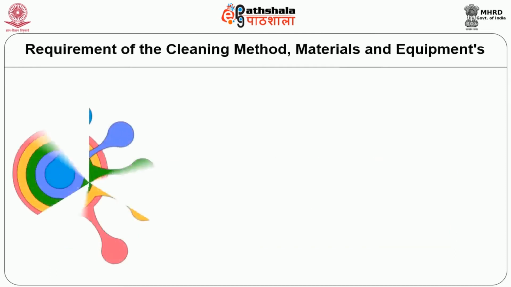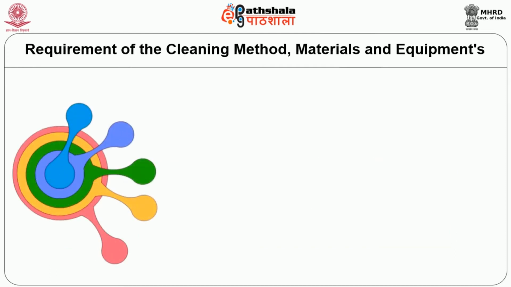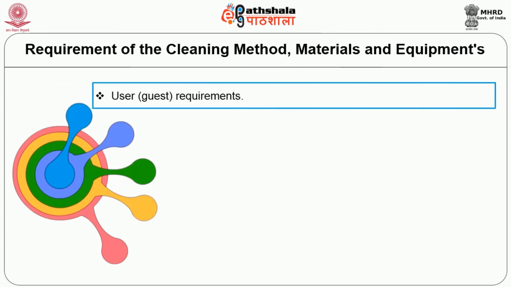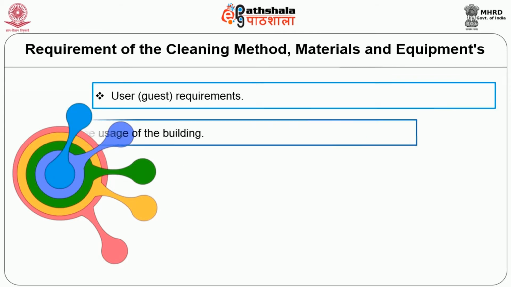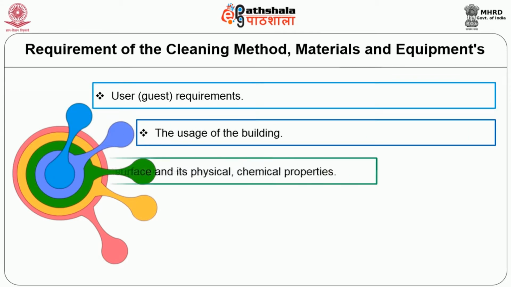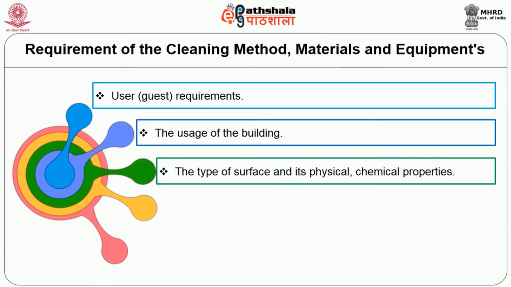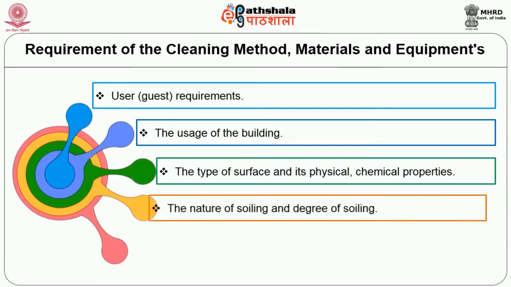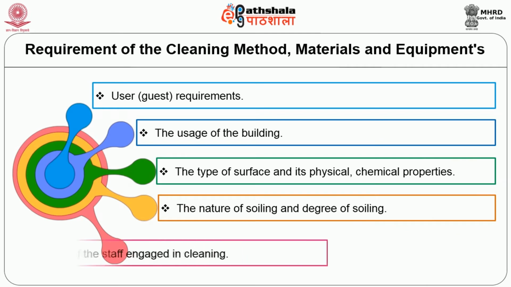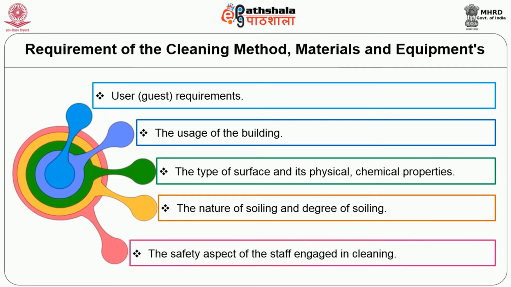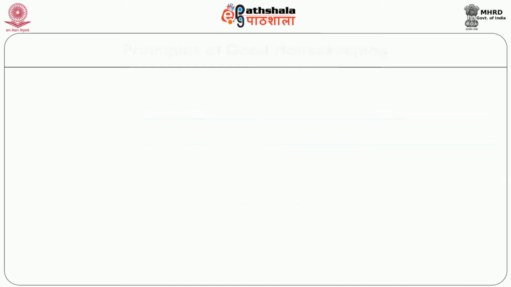Now we are going to see some of the requirements of the cleaning methods, materials and equipment. The user, who is nothing but the guest, their requirements, the usage of the building, the type of surface and its physical and chemical properties, the nature of soiling and the degree of soiling, and the safety aspects of the staff engaged in the cleaning process.